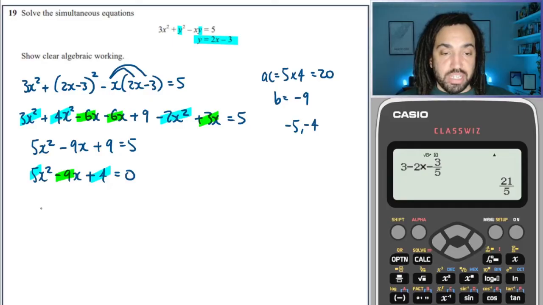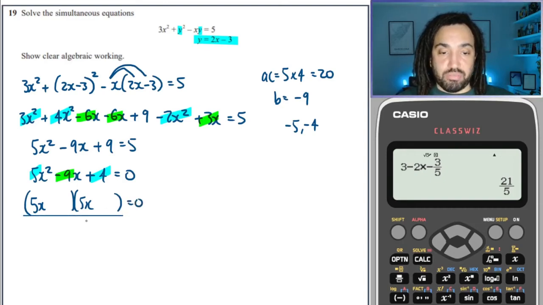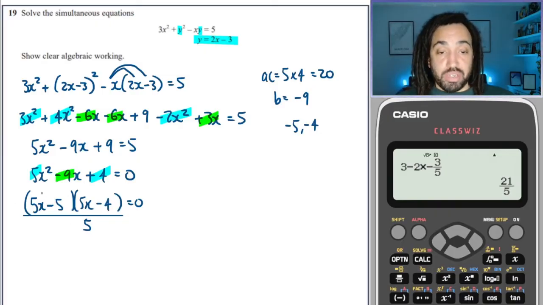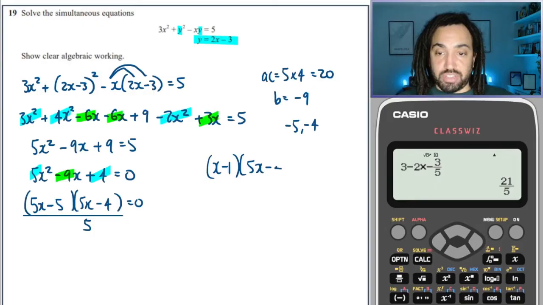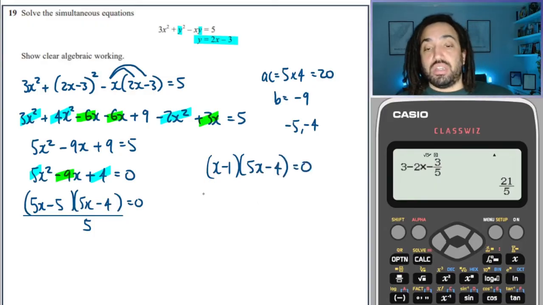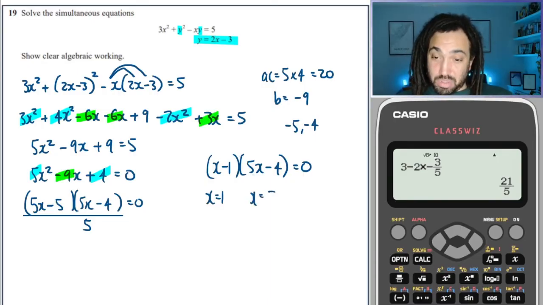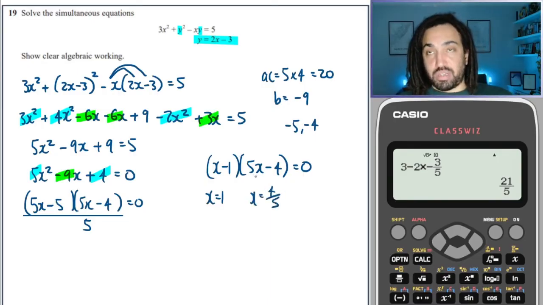Now because this term here is 5, we say 5x, all divided by 5, and then we plonk these numbers in. So minus 5 and minus 4. Now, which one can we divide by 5? It is the one on the left. This one can be divided perfectly by 5, and when we do, we get x minus 1, and over here we get 5x minus 4. Okay, so this means x equals 1, and this one means x equals 4 over 5. Yeah, that's correct.